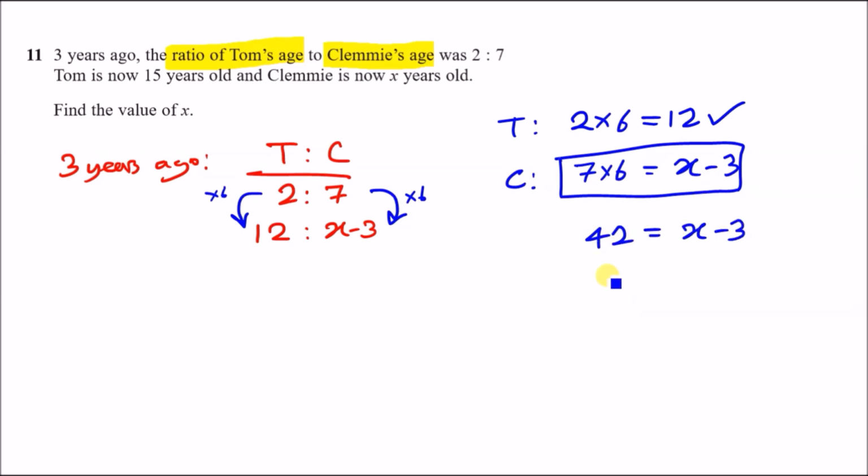And then just add 3 across, you're going to get 45. So 45 must equal X. And this is the age of Clemmy right now.